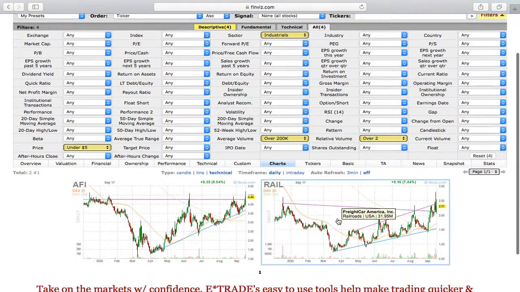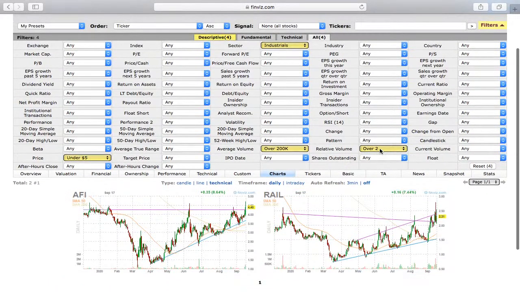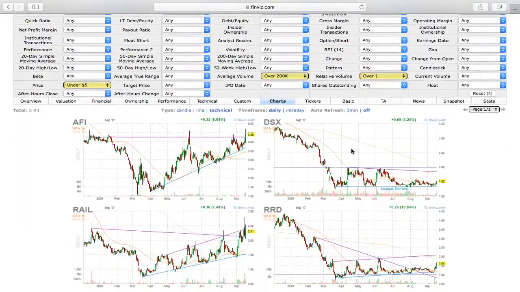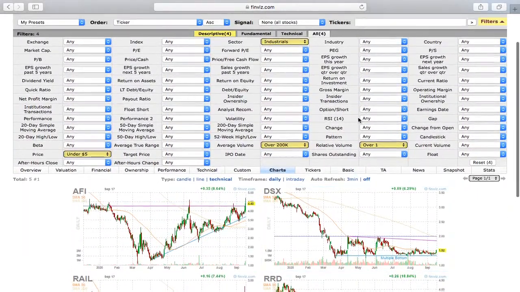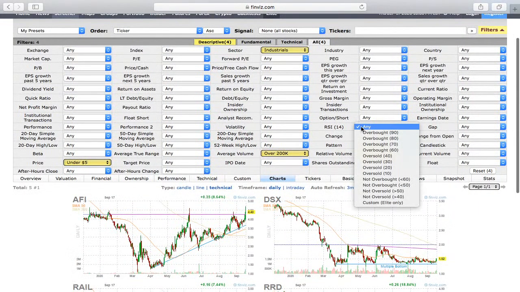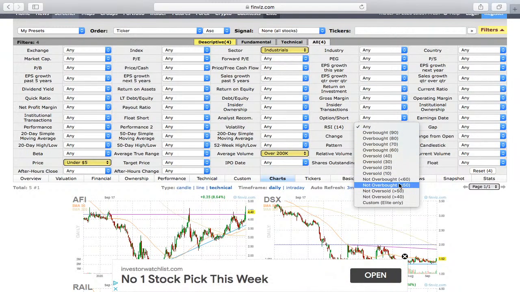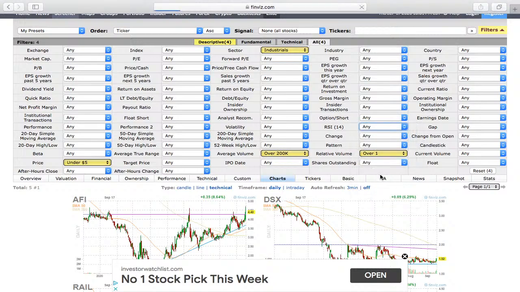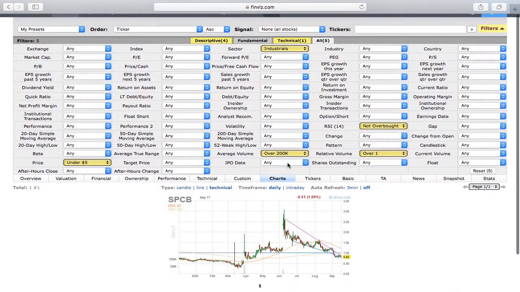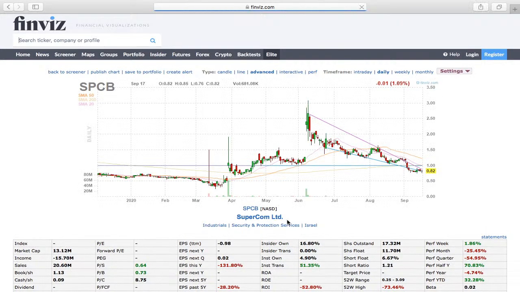Slowly been recovering. Let's do relative volume over 1 to narrow it down less so we can maybe get some more plays. We have 5 now. Let's just do RSI. Not overbought. Because we don't want an overbought play. Well, that's easy. We got 1.